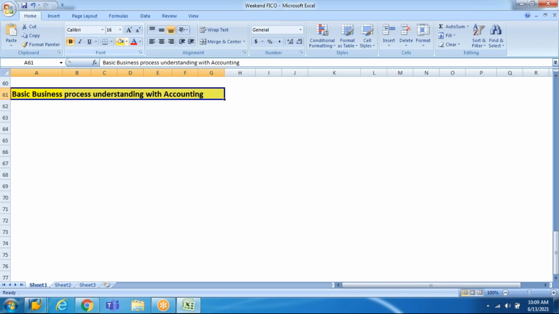Now, when I say basic business process understanding with accounting, let us assume that we are establishing a company and we'll be assuming transactions for the first 1 month. What are all the possible things that we need in the first month? And after writing all these first month transactions, let us prepare the manual accounting and let us prepare trial balance, P&L, balance sheet to see what is the exact result of this. And this will be base for us for the upcoming SAP sessions.